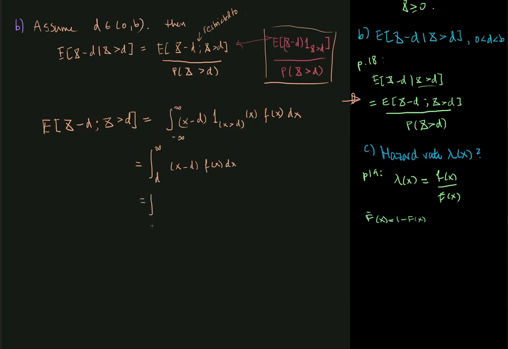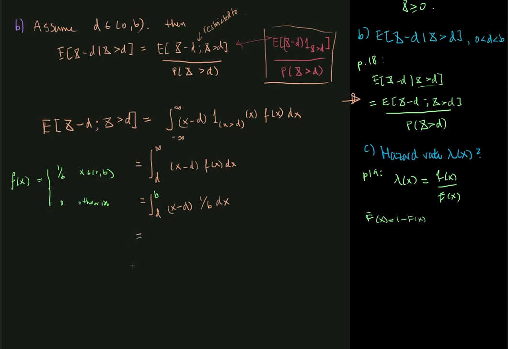And now let's plug in the density. What is the density in our case? In our case, the density f of x, let's recall that it is equal to 1 over b, if x lies between 0 and b, and it's 0 otherwise. So what does this mean? This means that the density is 0 for all values greater than b. And we also recall that we have assumed that b is greater than d, so this works out pretty nicely. We integrate from d to b over x minus d multiplied by 1 over b.